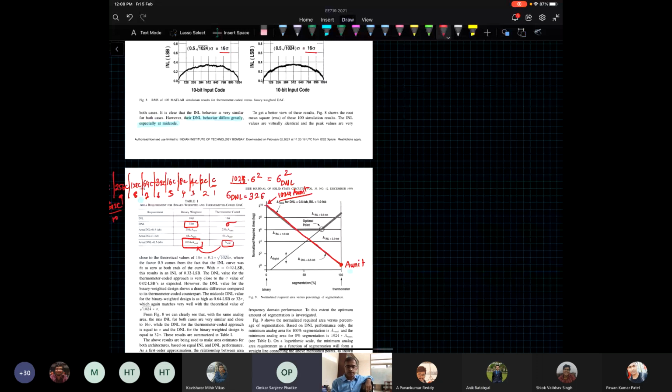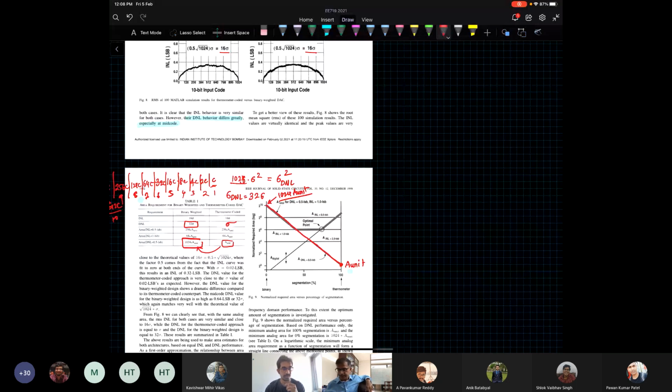Yes, go ahead, you can ask. Sir, does that unit area include the digital part as well, or is that something separate? Analog area only. You're only talking about analog area. Okay, and then the thermometer requires the maximum digital area. So how does that add?